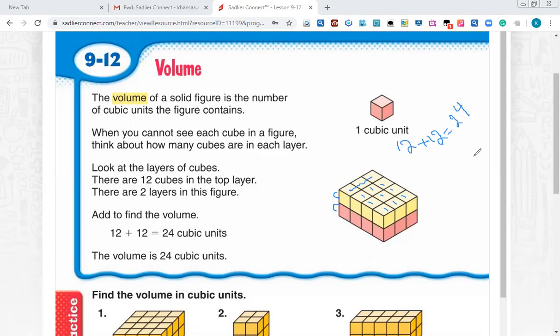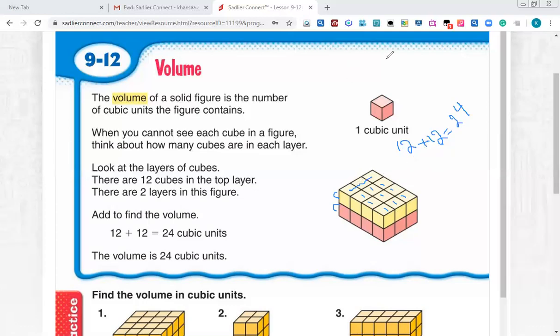Okay, I will repeat. The volume of a solid figure is the number of cubic units the figure contains. So if I want to find the volume of each figure, we have to look at the cubic units and at the layers. First step, we have to count how many cubes we have in the top layer. So here we have 12. How many layers do we have? We have two layers. So we add 12 two times. If I have three layers, that means we write 12 plus 12 plus 12, three times because of three layers. Four layers, so four times because we have four layers.